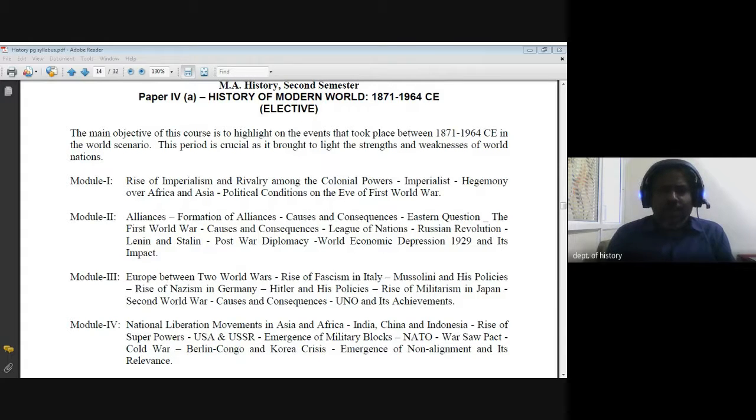Okay, so as a part of history of modern world, 1871 to 1964, it had four modules. The first module we already discussed: the rise of imperialism and rivalry among colonial powers, and in the same context, as a part of rivalry among colonial powers, you will see imperialist hegemony over Africa and Asia. Whereas the colonies increased and the domination of European powers increased, automatically the imperialistic hegemony has taken place.